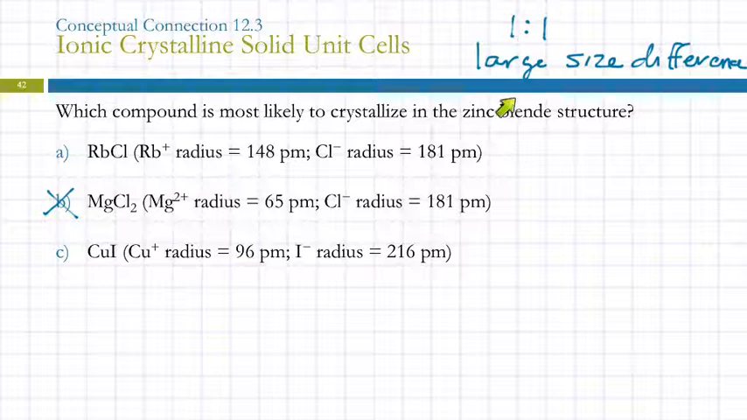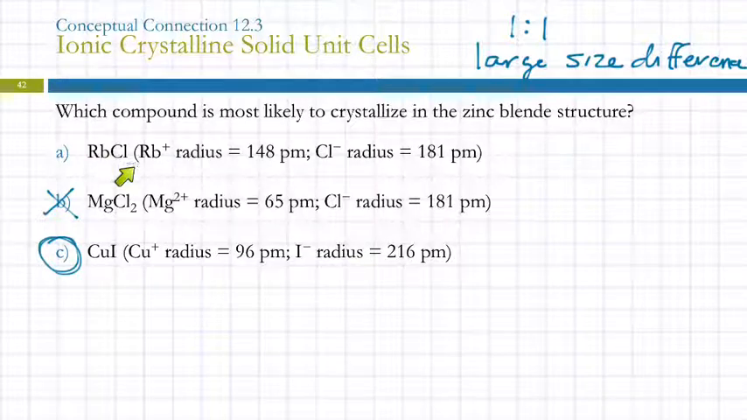And then we're going to look at what's the size difference between the cation and the anion. So here we have 148 versus 181. Here we have 96 versus 216. You want to choose the one with the larger size difference. So that would be C, right? This would likely have the rock salt structure where it's a smaller size difference because there is a size difference here, but it's smaller than that one. This, based on the limited information I've given you, I would expect you to predict might have a fluorite structure.